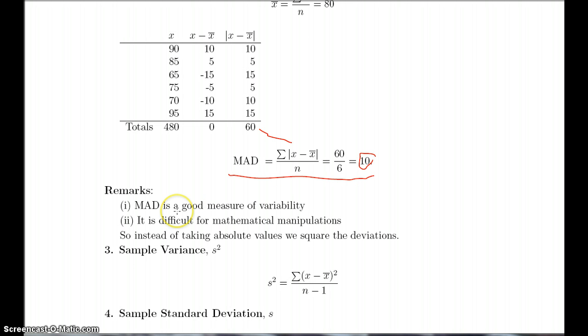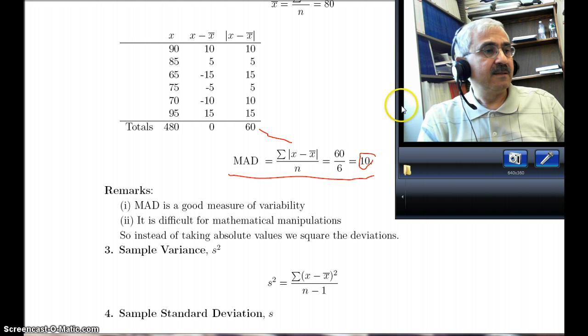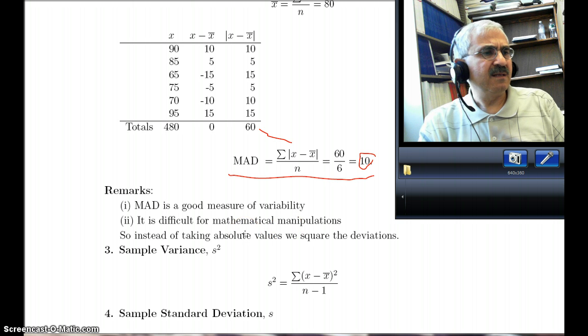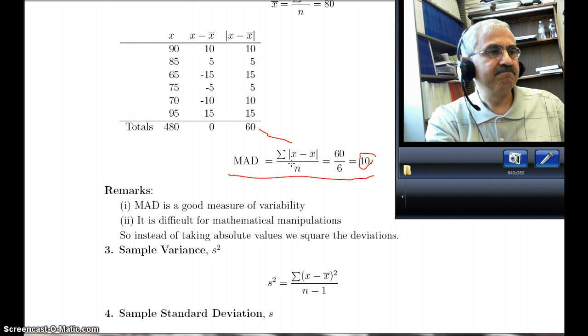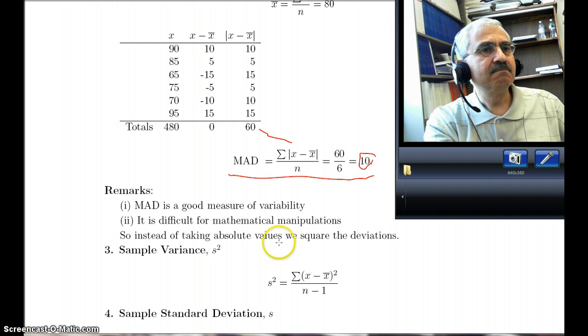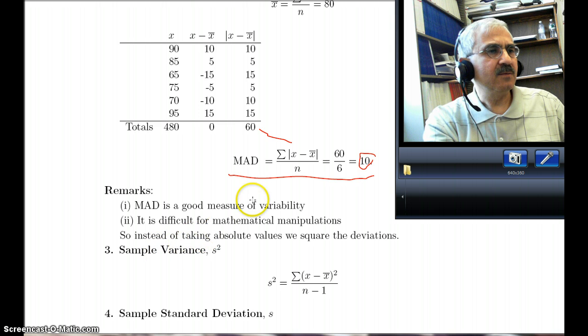The mean absolute deviation is a good measure of variability, because it just gives us the average distance from the mean. But it's really difficult for mathematical manipulation, especially since we have absolute values. So basically we wanted to change those values to positive, and one way is to take absolute values.